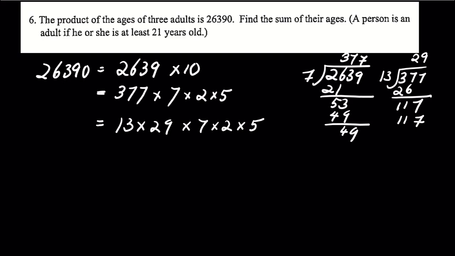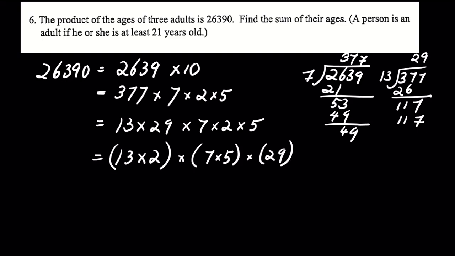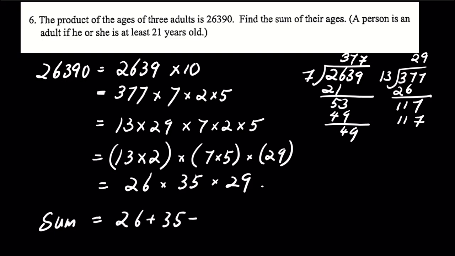To solve the question, we need to write 26390 as a product of integers, each at least 21. By pairing smaller factors to reach this goal, we combine 2 and 13 to get 26, 5 and 7 to get 35, and leaving 29 by itself. Therefore, the sum of their ages is 26 plus 35 plus 29, which totals 90.